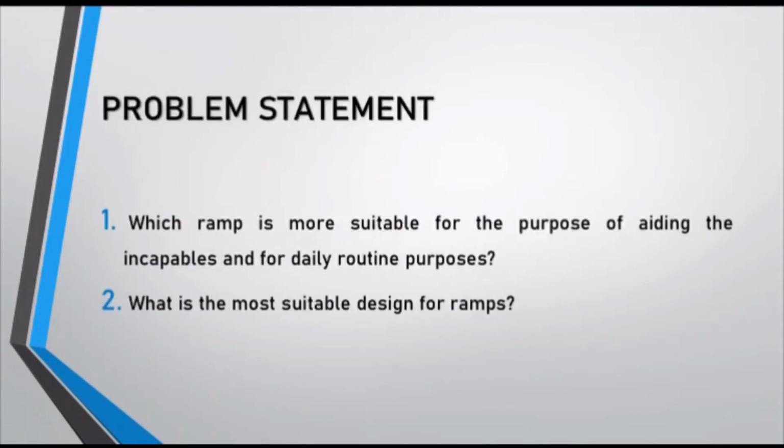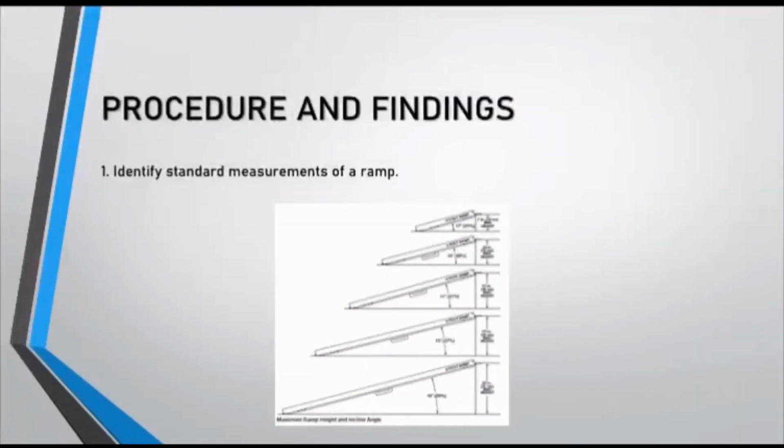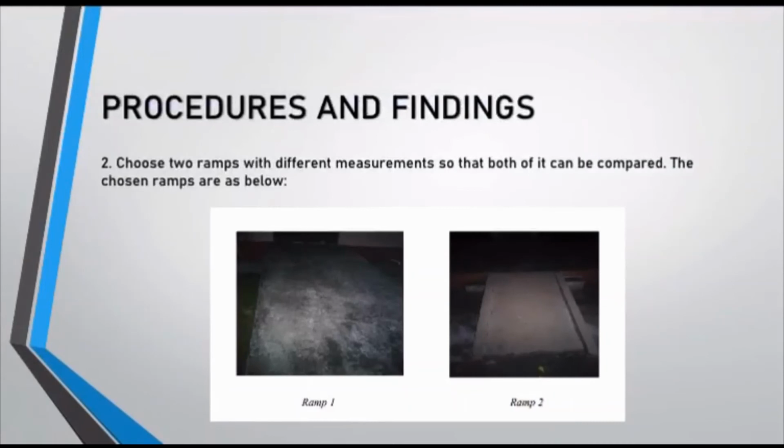Problem statement. Number 1. Which ramp is more suitable for the purpose of aiding the disabled and for daily routine purposes? Number 2. What is the most suitable design for ramps? Procedure and findings. Number 1. Identify the standard measurement of a ramp: maximum ramp height and incline angle. Number 2. Choose two ramps with different measurements so that both of them can be compared.